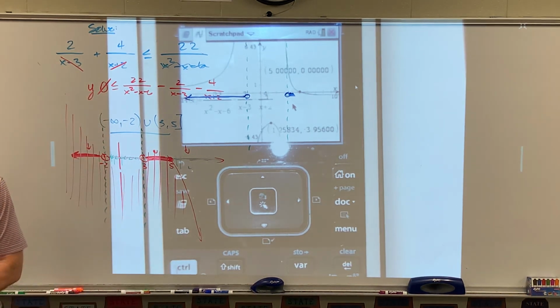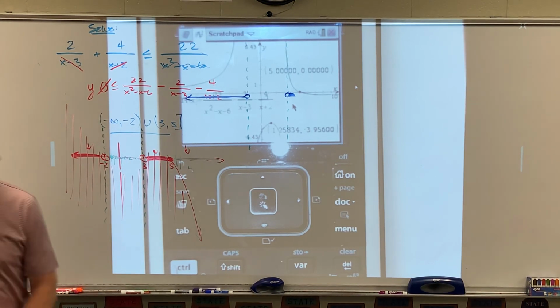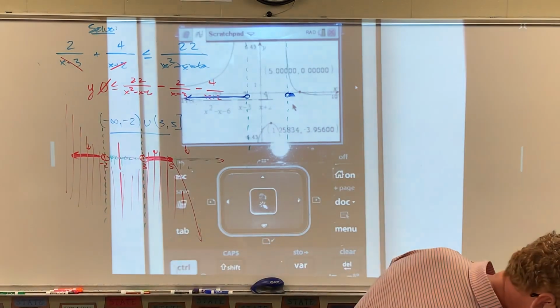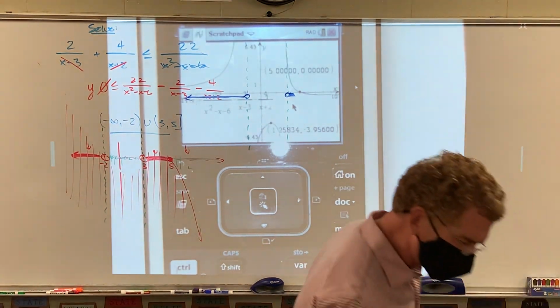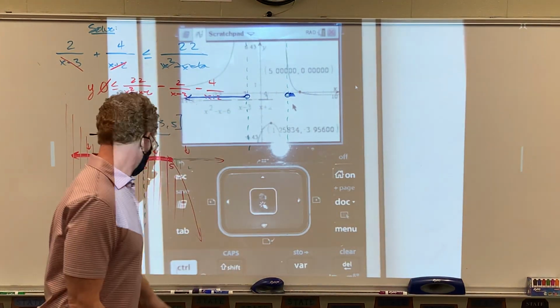Any other questions on anything? What's the fraction button? The fraction button is right over your division sign. See the little, yeah. So just control that or whatever that is.